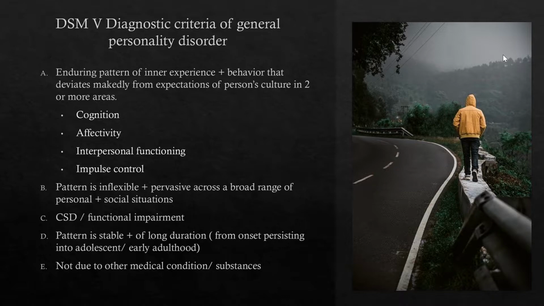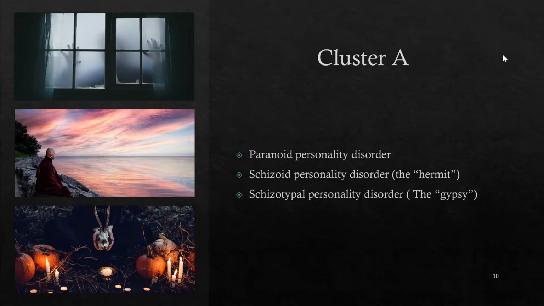Criterion B, the pattern must be inflexible and pervasive across a broad range of personal and social situations. Criterion C, there must be impairment of some sort, whether that be social, functional, or occupational. Criterion D, this pattern of behavior should be stable and of a long duration. And lastly, these clinical features should not be due to any other medical condition or substance use. So personality disorders are categorized into three main groups: cluster A, B, and C.